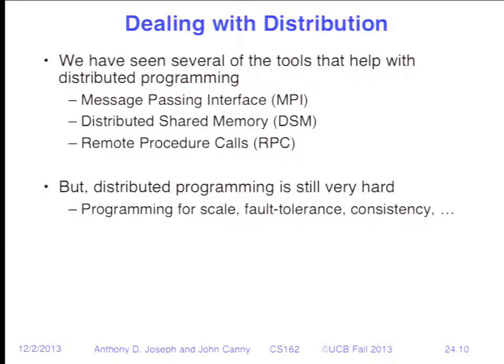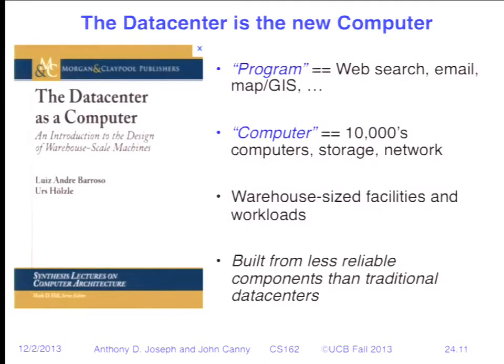And again, when I've scaled up to 1 million customers and I've got thousands of machines, those machines are going to be failing with some frequency. So I don't want to have to rewrite my application to deal with that. This model of warehouse computing was summarized by two researchers at Google, Luis André Barroso and Urs Hölzle. Their definition of a program is something like web search, calendaring, email, mapping. And a computer, in their terminology, is thousands of computers running these programs along with the storage and the network. So you have these warehouse-sized workloads running on warehouse-sized facilities.